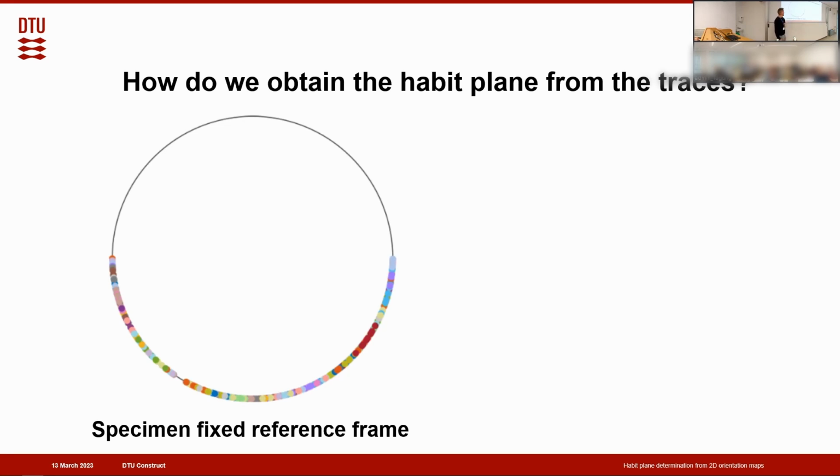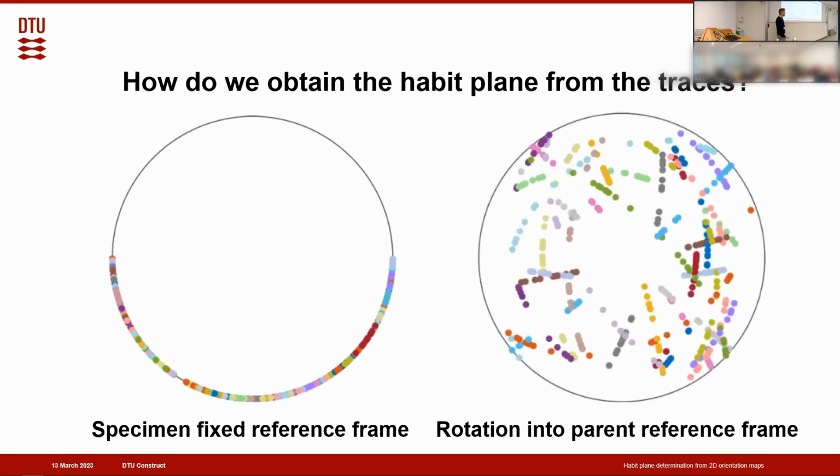So the first thing we could do is to rotate these into the parent reference frame, of course. So we apply the parent orientation for all these traces. What we then see is that this imaging plane, which is a big circle, then gets projected into the parent reference frame. So we have those semicircles or arches in here. And of course, if we look at this, we don't really see a habit plane yet, right?